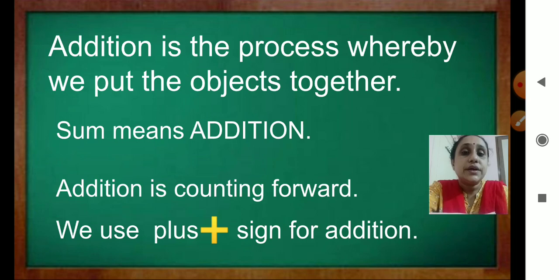Now look here. Addition is the process whereby we put the objects together. Sum means addition. Addition is counting forward. And what sign do we use in addition? We use the plus sign for addition. Okay?